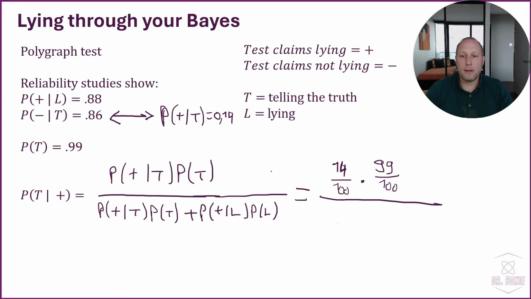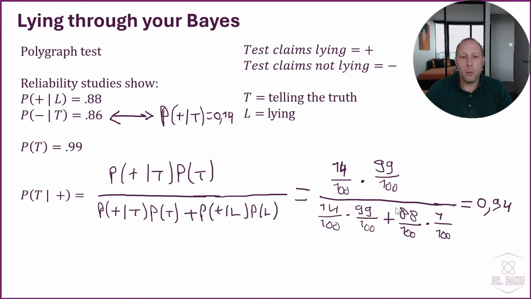And in the denominator, we have 14 out of 100 multiplied with 99 out of 100, plus the probability of plus given L, which is 88%, multiplied with the probability of you lying. Given that the probability of you telling the truth is 99%, the probability of you lying is 1%.